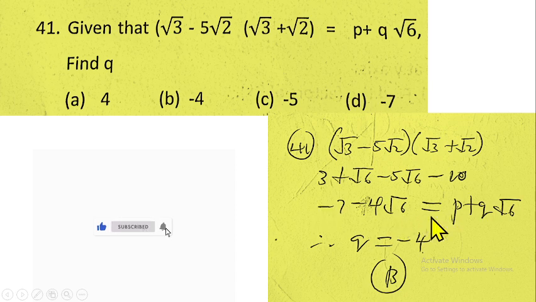So from there you can compare both sides. That means p here will be minus 7 and q here will be minus 4. So our q is minus 4. That means option B is the correct option for question number 41.